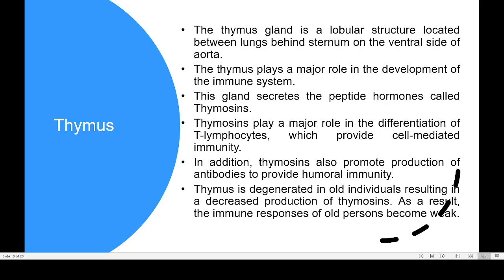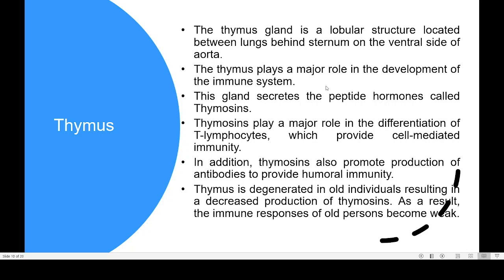Now regarding the thymus gland, its main function is during childhood. The thymus gland is primarily present during your childhood. And when a person reaches adulthood, the size of the thymus gland decreases. The position is between the right lung and the left lung. So this is where the thymus gland is situated.